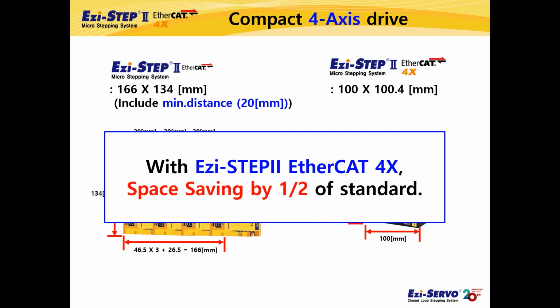But you only need 1 EtherCAT cable if you use Ezi-STEPII EtherCAT 4X. And the power cables are also reduced from 4 cables to a control power cable and a motor power cable, which means less and simpler wiring and cost reduction. Until now, I have introduced Ezi-STEPII EtherCAT 4X.